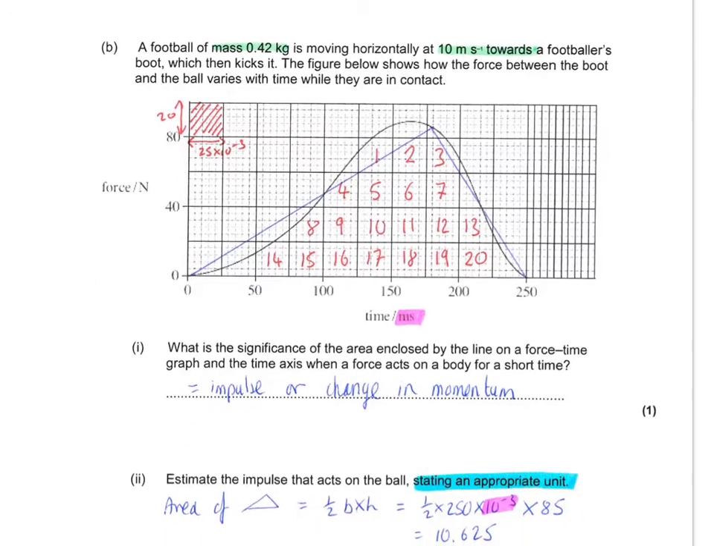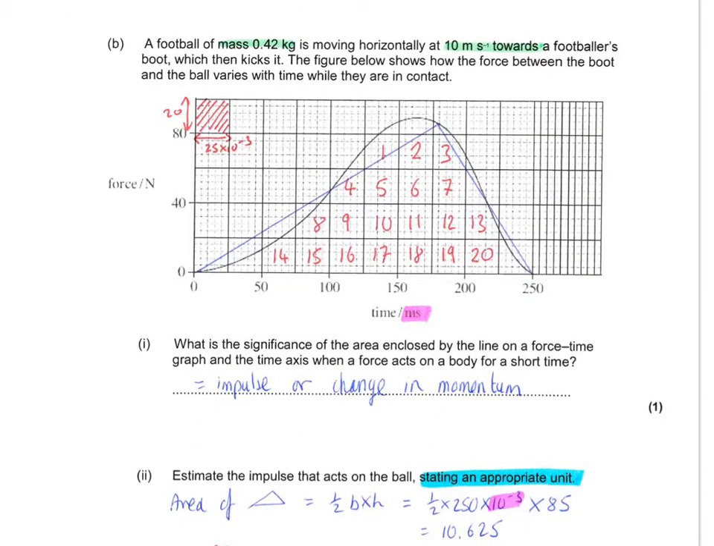Part B. A football of mass 0.42 kilograms is moving horizontally at 10 meters per second towards a footballer's boot, which then kicks it. The figure shows how the force between the boot and the ball varies with time whilst they are in contact.